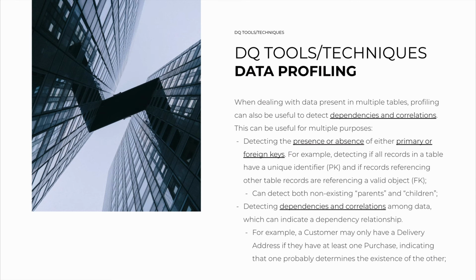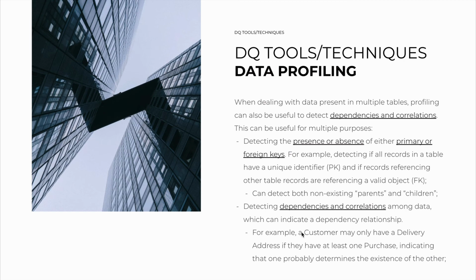That is, if I have a customer instance that is referring to the address with ID 17, does that record with ID 17 in the address table exist or not? So it can detect both non-existing parents and non-existing children. In our example, it can identify customers that don't have a valid address, but also addresses that are not used by any customer. Then, it can also detect dependencies and correlations among data, which can indicate a dependency relationship.